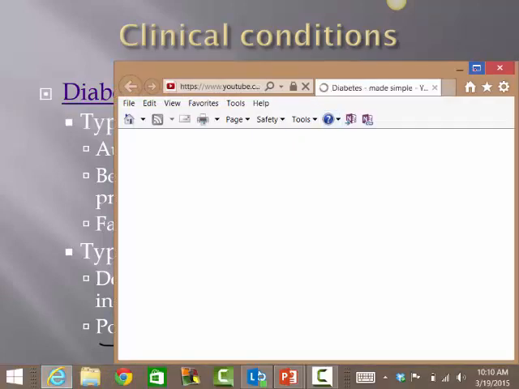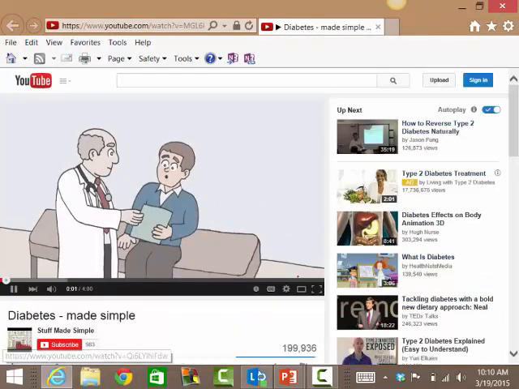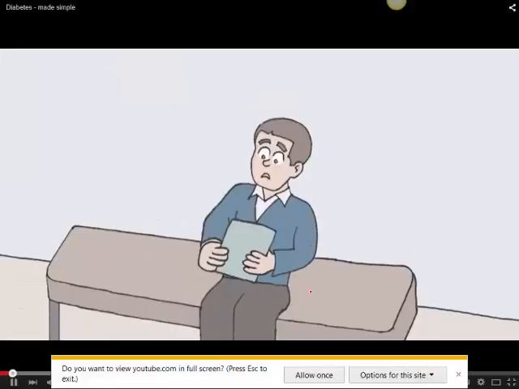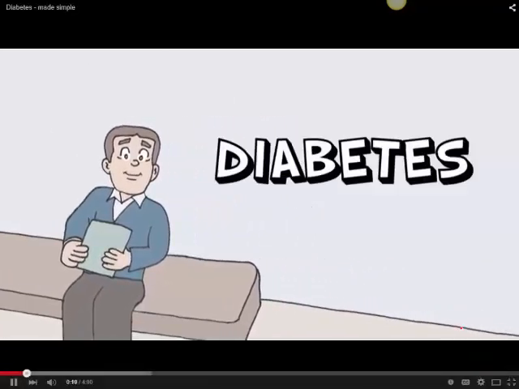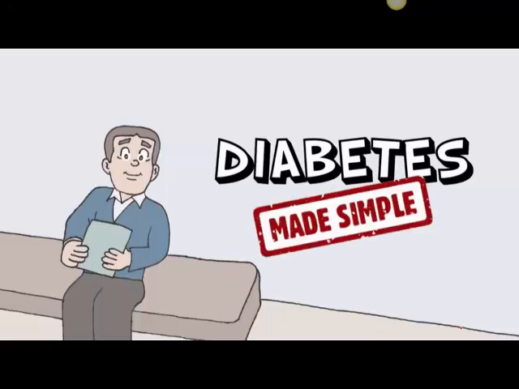diabetes. Finding out you have diabetes can be scary, but don't panic. People with diabetes can live long, healthy lives. Sure, let's go over some basics. This is diabetes. Made simple.